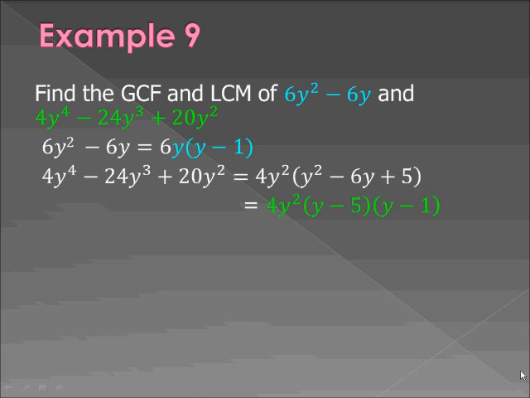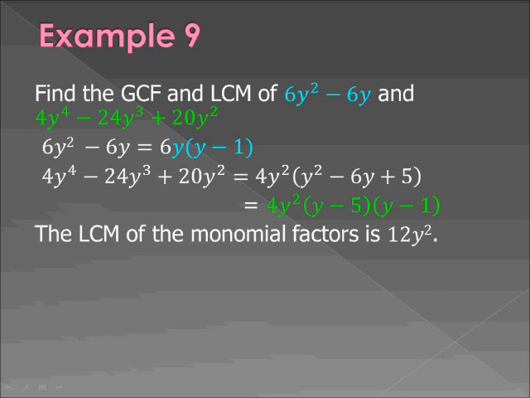Now for the least common multiple. We're looking for the least common multiple between 6y and 4y squared. First, you have to do it for the number, and if you factor it, or you just kind of see it, you'll notice that the least common multiple of 6 and 4 is 12. Plus, for y and y squared, remember you take common factors and you take the highest degree. So the LCM of the monomial factors is 12y squared.